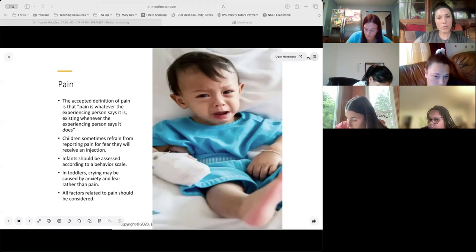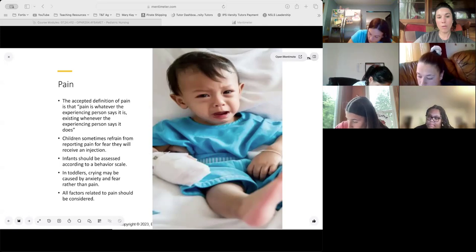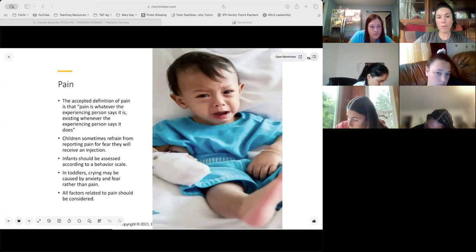We also know that patients that have pain secrete higher levels of cortisol. They can have more compromised immune systems and experience more infections. They also show delayed wound healing, which is why it's so important that we are addressing this and assessing it frequently.